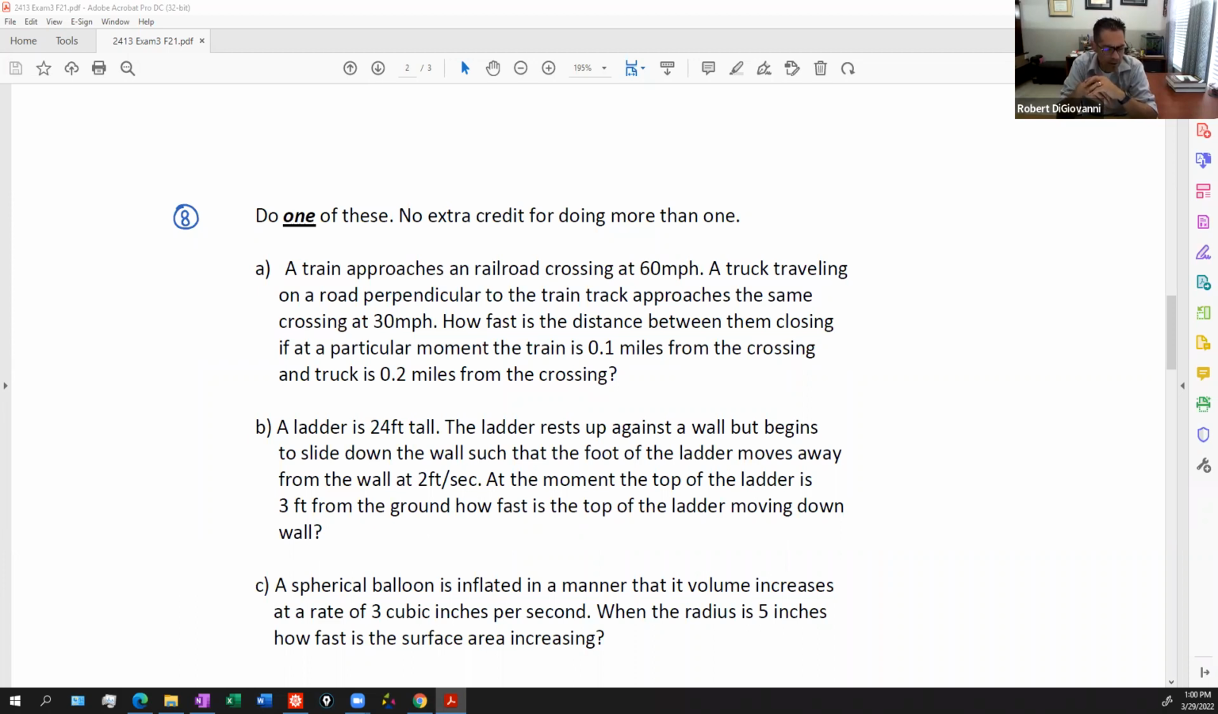What you see on the screen is one of my old exam threes, where on one of the problems I gave them three related rate problems, and I asked them to do one of them. So I think I told you that's kind of like the way I like to do these problems.